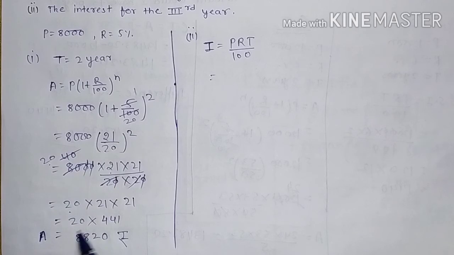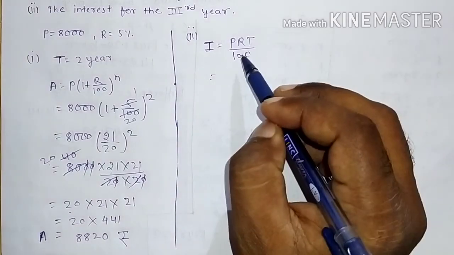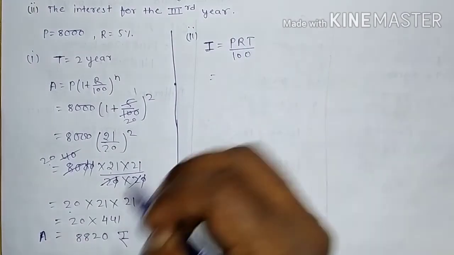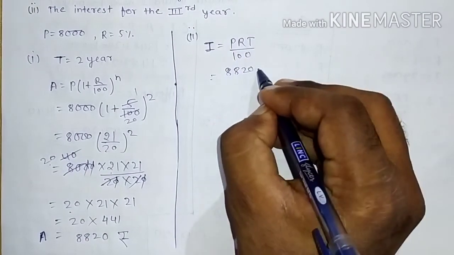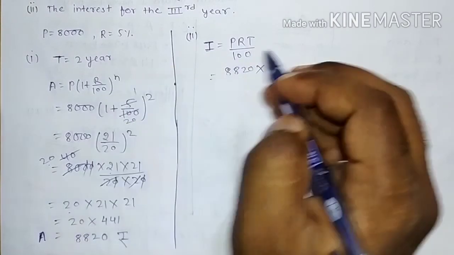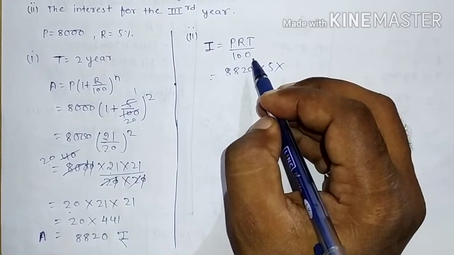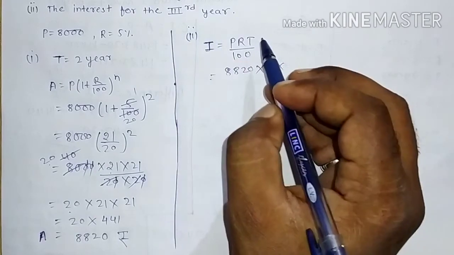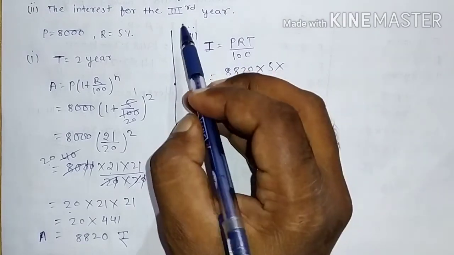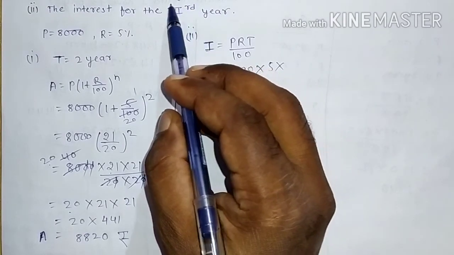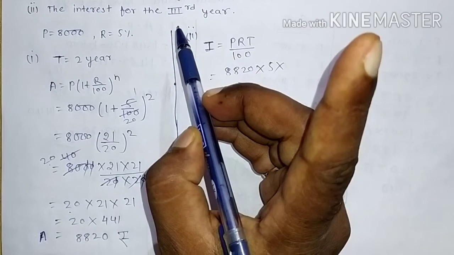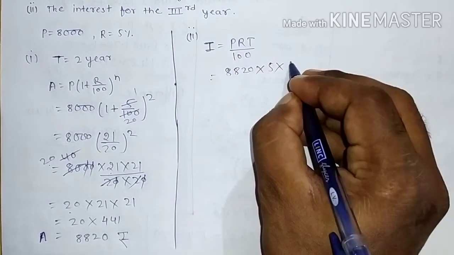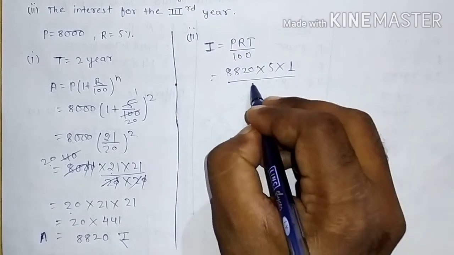So this amount is the principal of next third year. Okay students, so just put the value principal as amount. So 8820 multiplied by R is given 5% into time is, so third year, that means here we have to find interest for only third year. That means it will be 1 year only for third year. So it will be 1 year. So this is 1, time is 1 year upon 100.